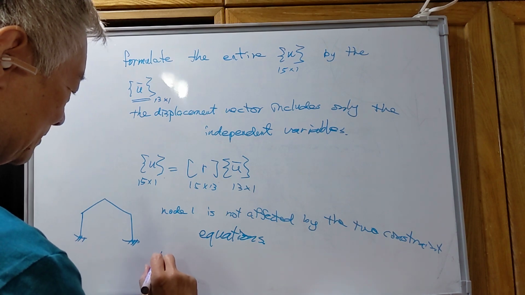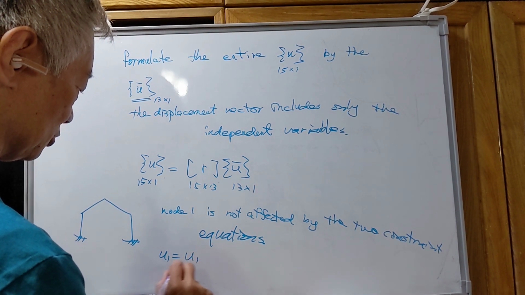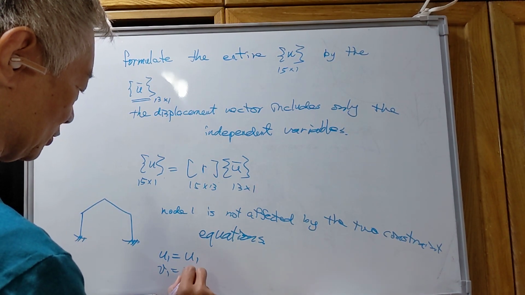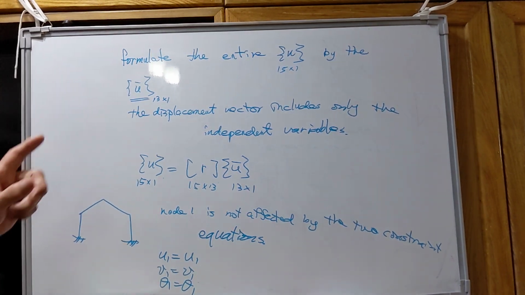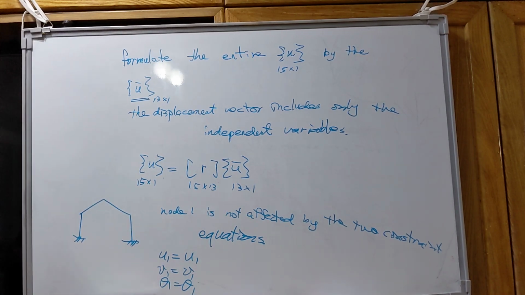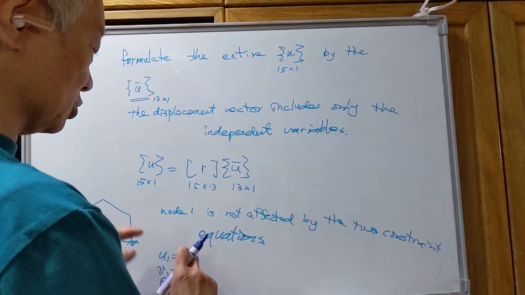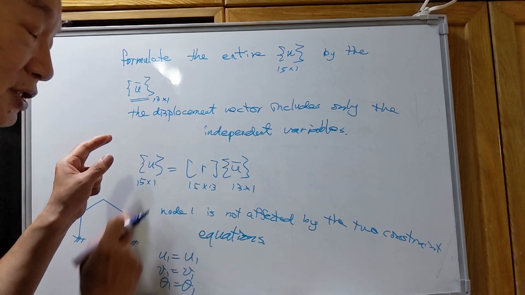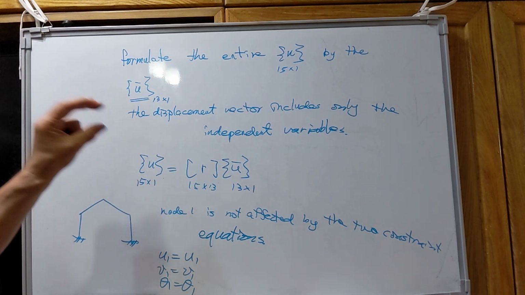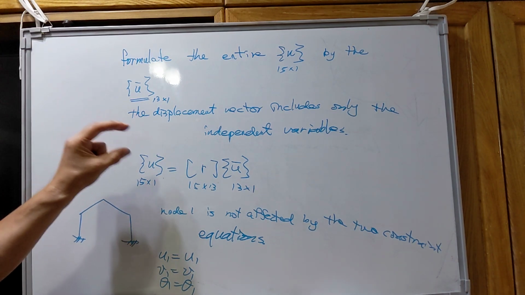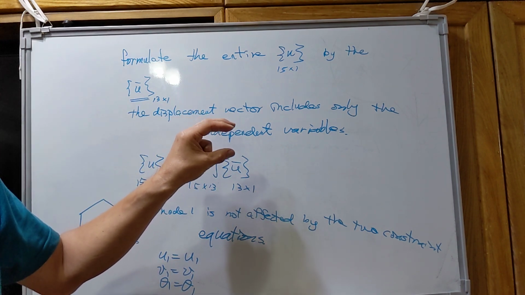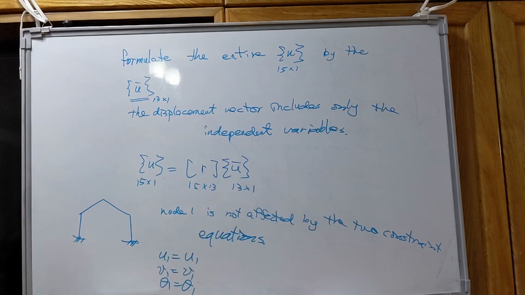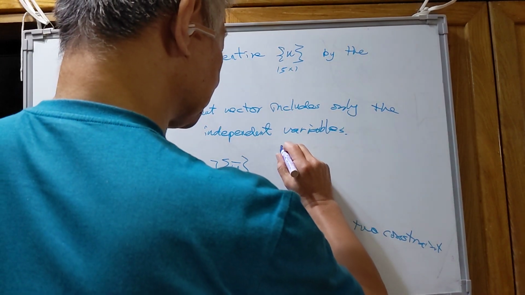Okay, so you can say that U1 is equal to U1, V1 is equal to V1, theta 1 is equal to theta 1. In the R matrix, U1, V1, theta 1 will be shown in the U vector. Also, they must be the first 3 elements in the U bar.